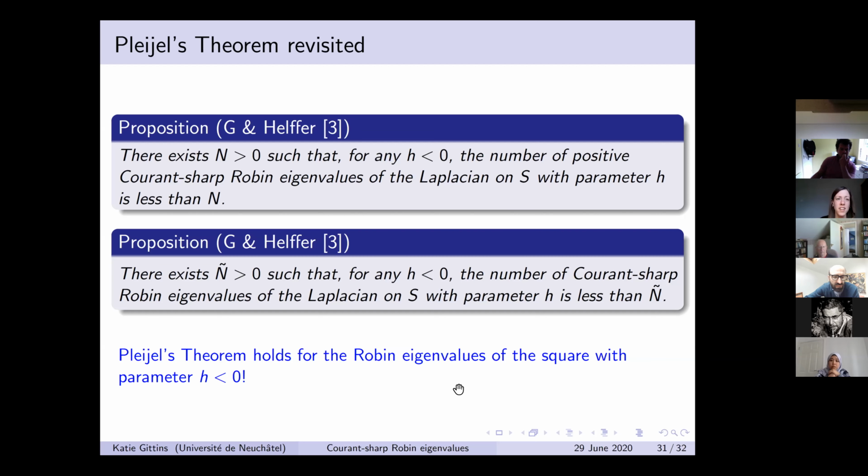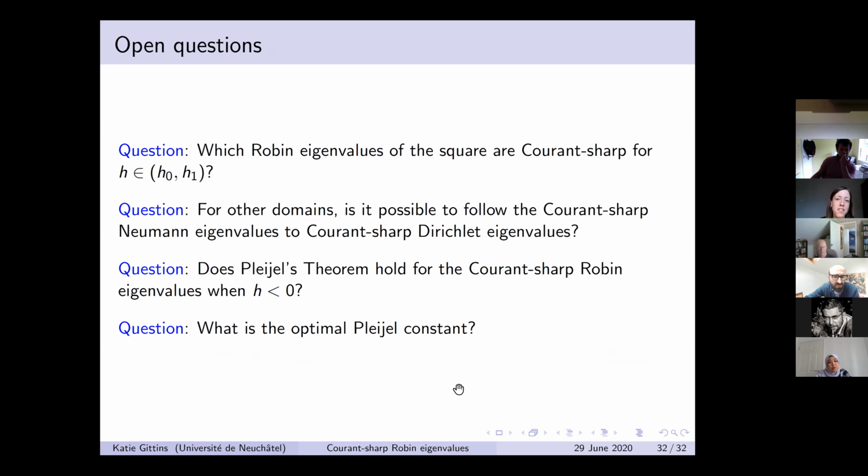And so just for the last slide, there are still, of course, questions. We talked about the case when H is very large, when H is close to 0, and when H is negative with large absolute value. So there are also the intermediate cases to think about. Also, what about other domains? You saw that many of the parts depended on the explicit formulae for the eigenfunctions and eigenvalues. And in general, whether there's a Pleijel theorem when H is negative. And of course, one of the big open questions: what's the optimal Pleijel constant? So yes, thank you very much for your attention.